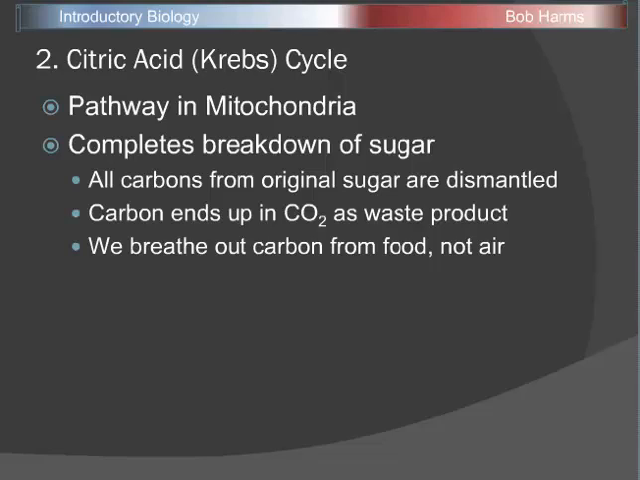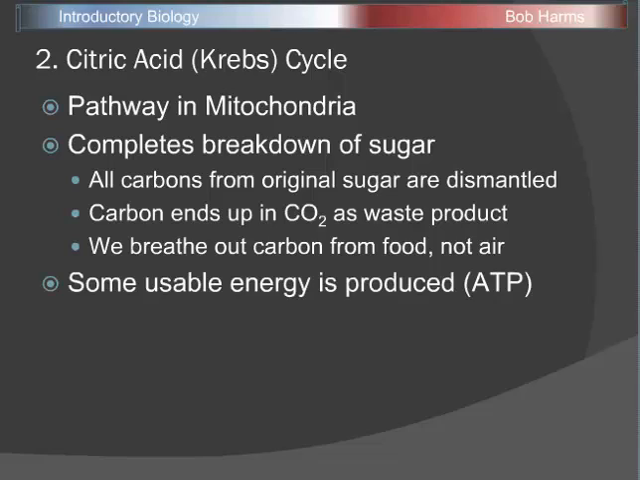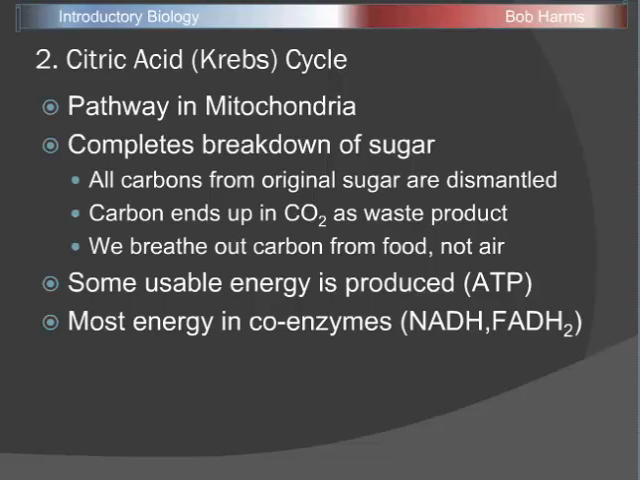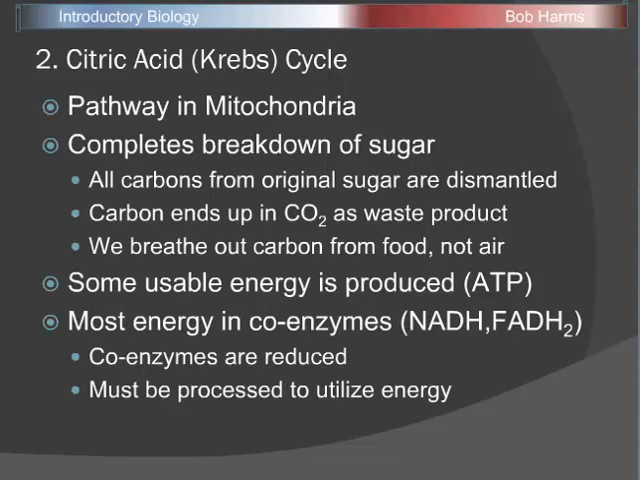Now, as we break apart our sugar here in the citric acid cycle, we're going to get a small amount of usable energy again. So we'll get a little bit of ATP, but most of the energy, by far the bulk of it, is going to end up in the form of those coenzymes. Not only NADH, but we'll see a similar chemical called FADH2, which is another small high-energy chemical. These coenzymes are going to be reduced during this process. They're going to gain some electrons, and again, we're going to have to continue to process those eventually to get them into usable energy form. So let's take a look at the citric acid cycle.